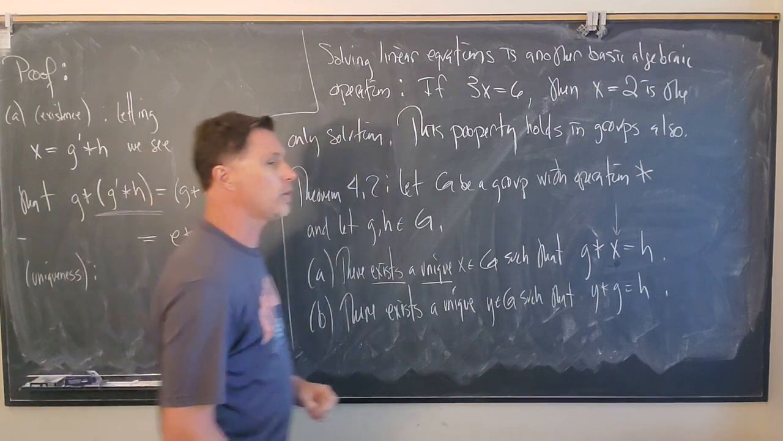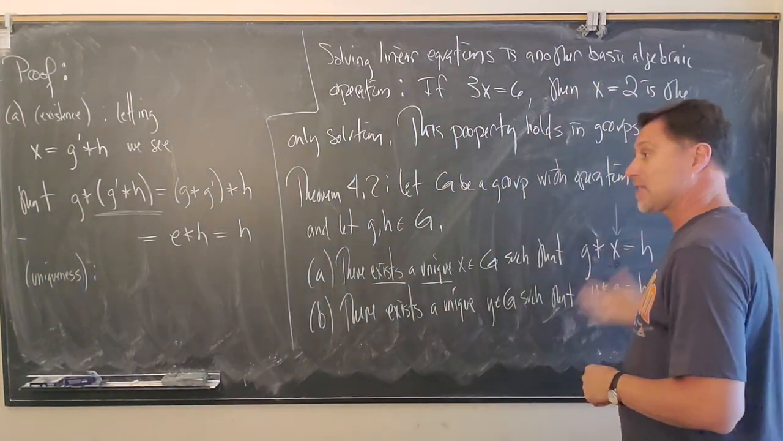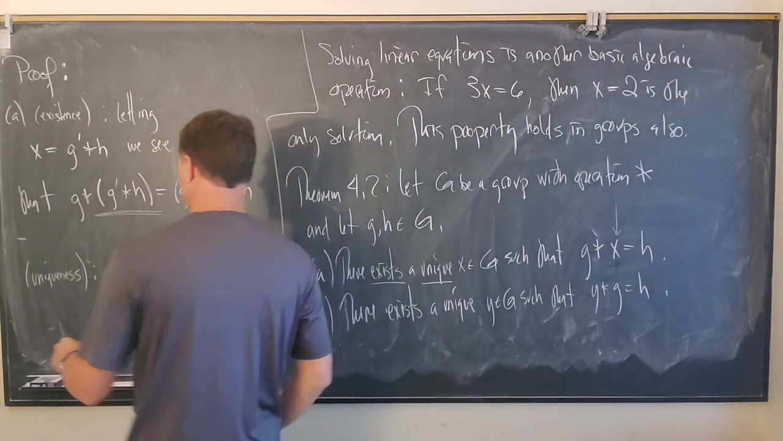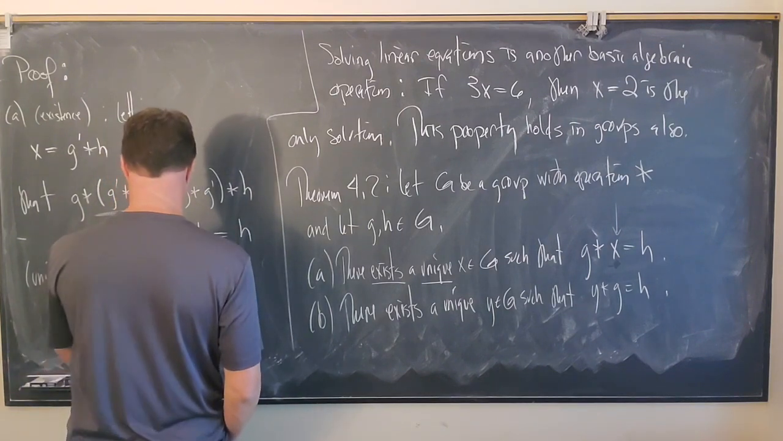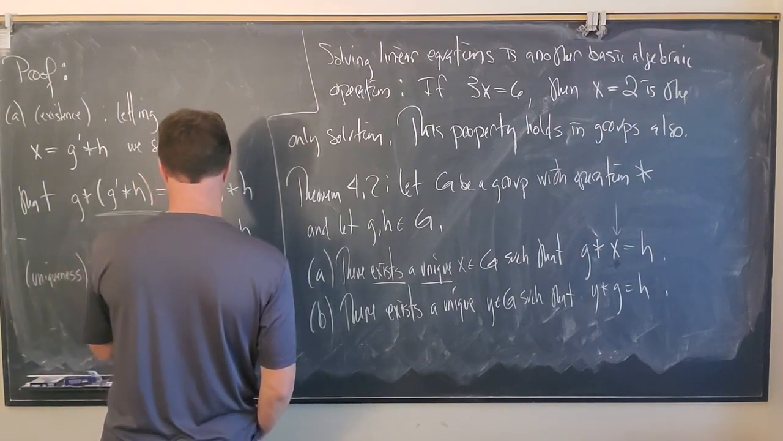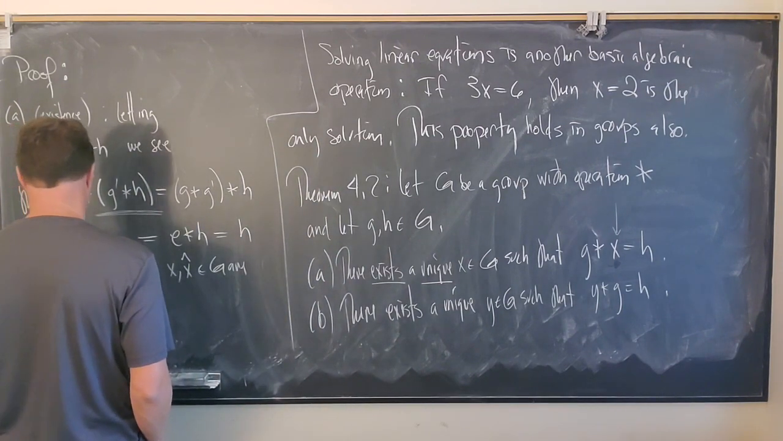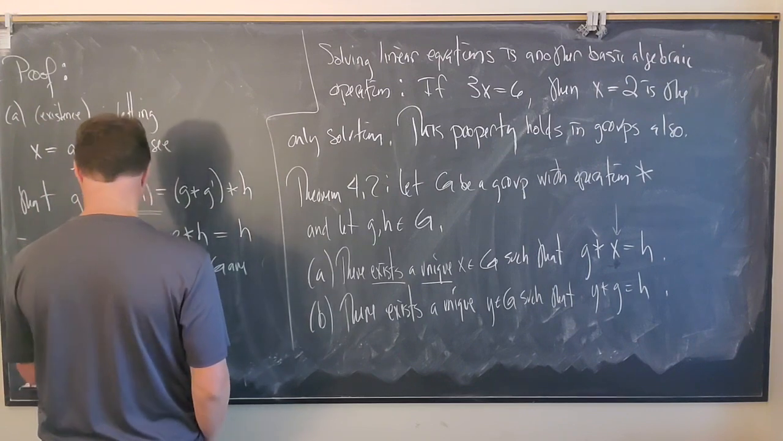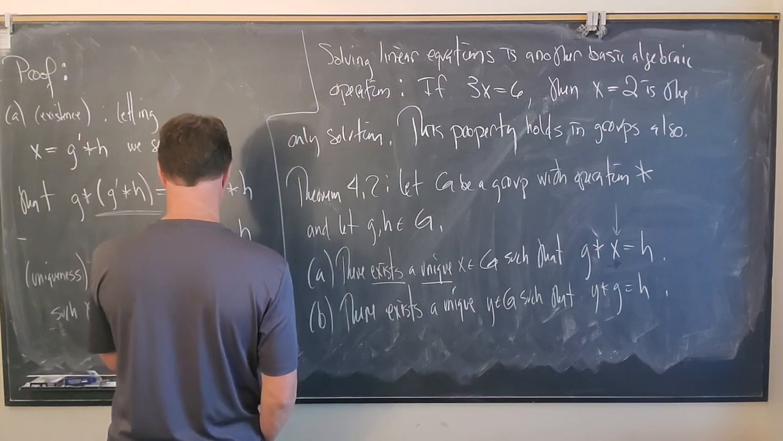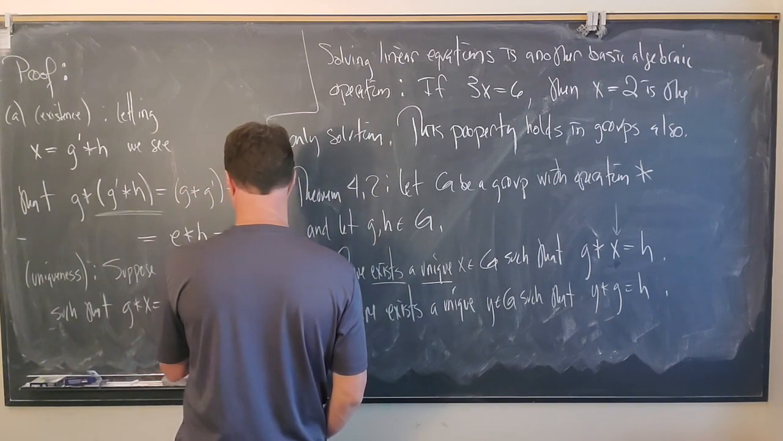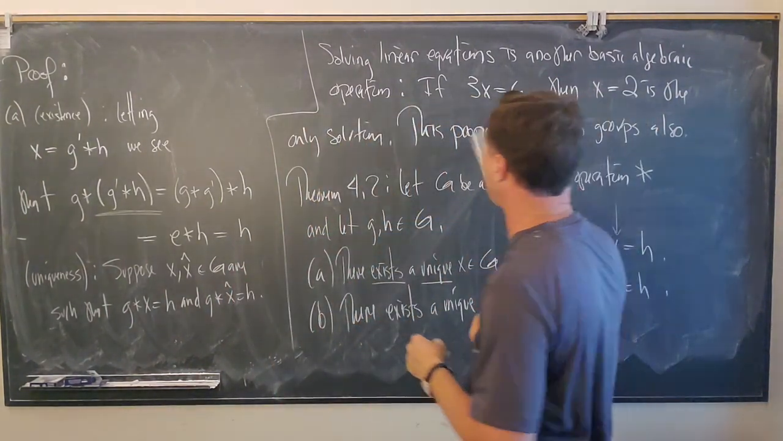So now what I'm going to do is say, suppose we have a couple of elements who, when plugged in for x, satisfy that equation. So suppose x and x hat in G are such that G star x equals h and G star x hat equals h. What I need to do now is show that x has to equal x hat.